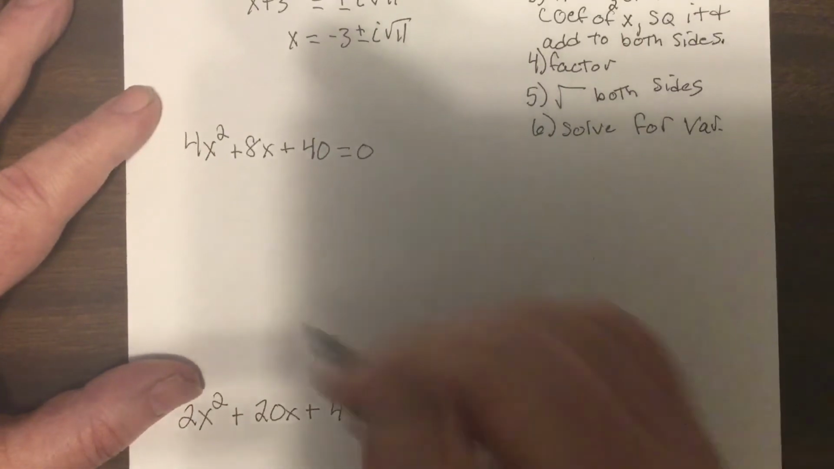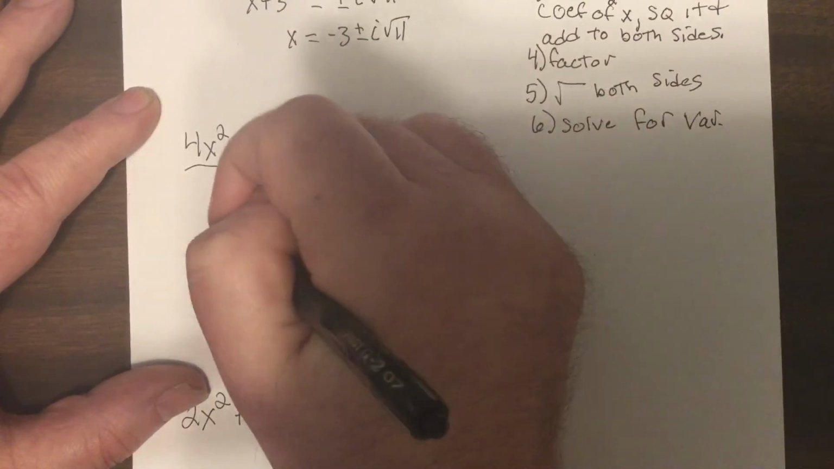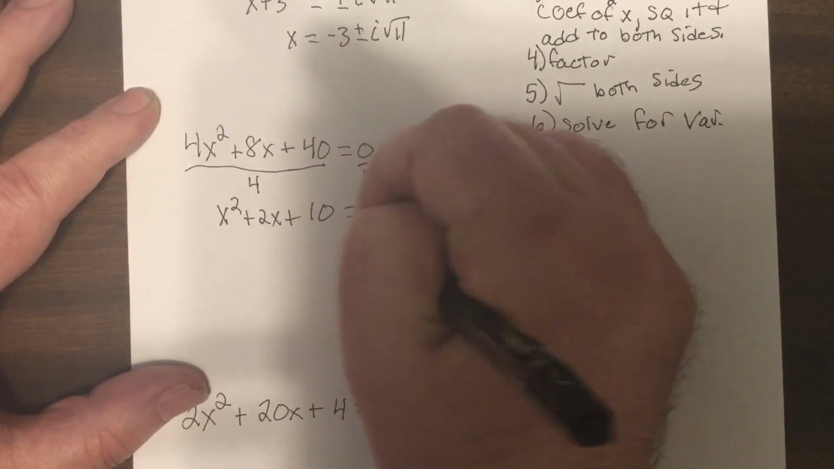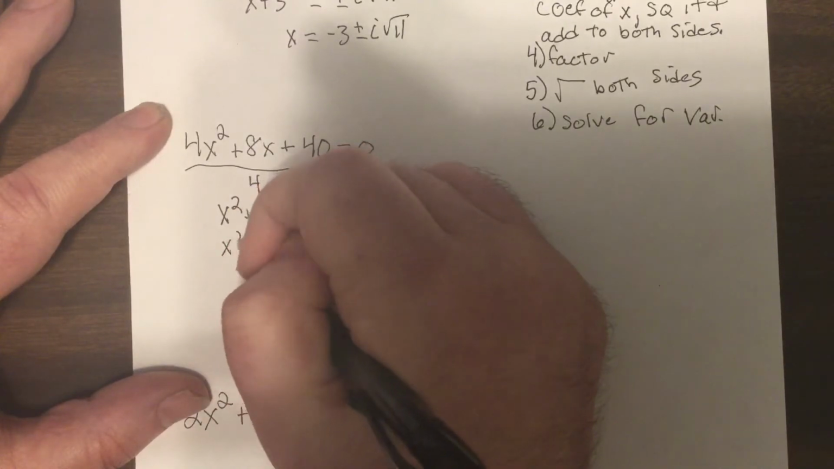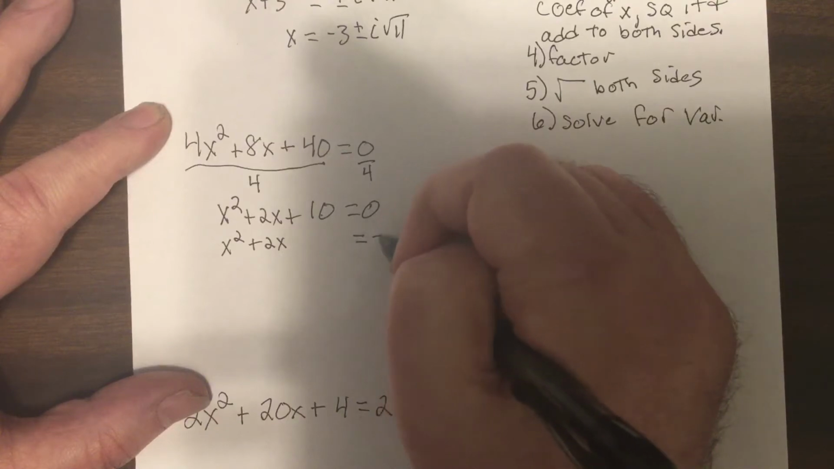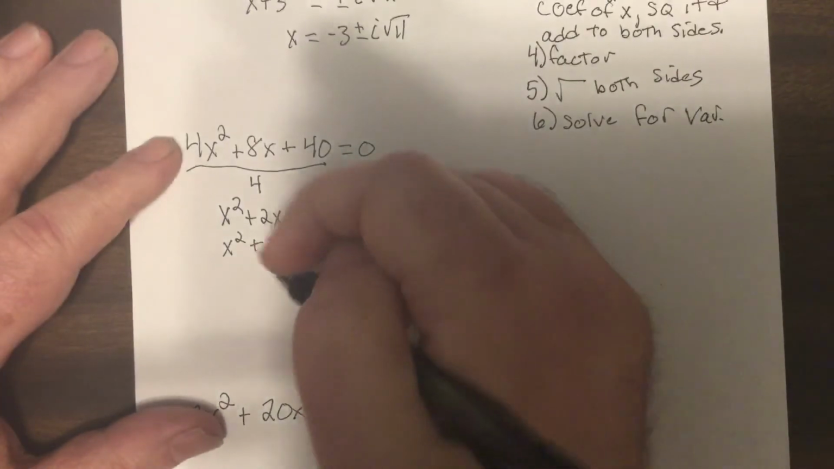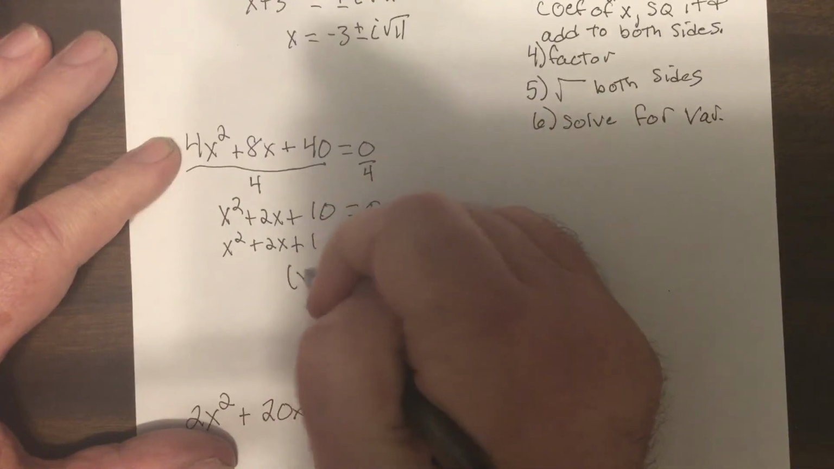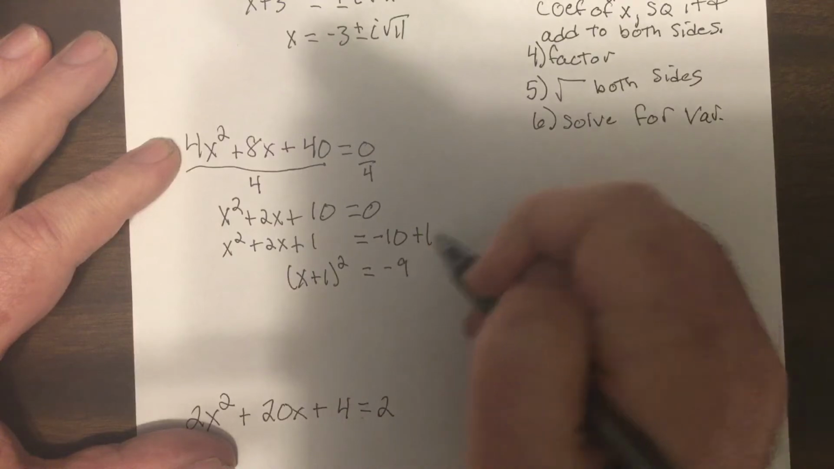Let's try another one. First, I'm going to divide by a, or the coefficient of x squared, however you want to say it, x squared plus 2x plus 10. Then I want to get the constant by itself. I'm going to subtract 10 from both sides. Half of 2 is 1. 1 squared is 1, but add it to both sides. Factor. Be x plus 1, which is x plus 1 squared.